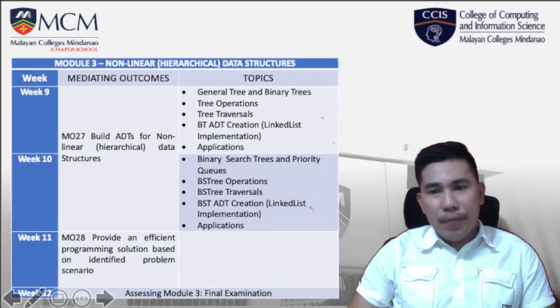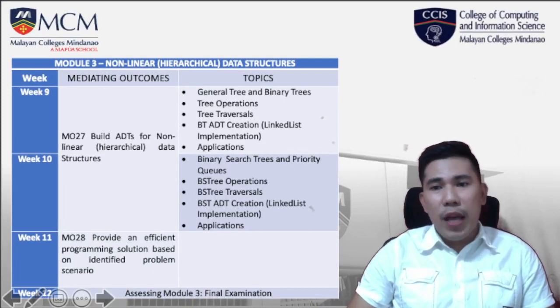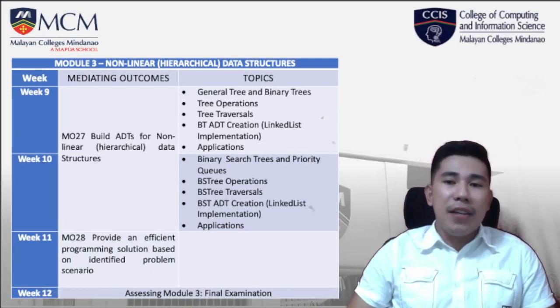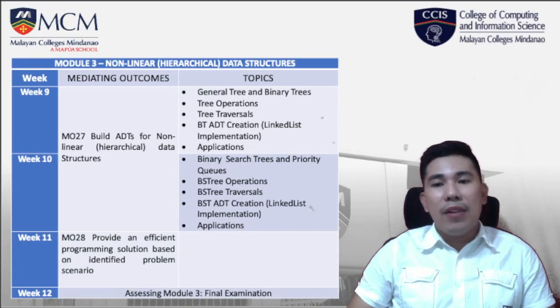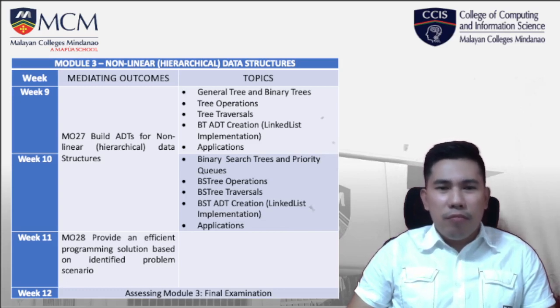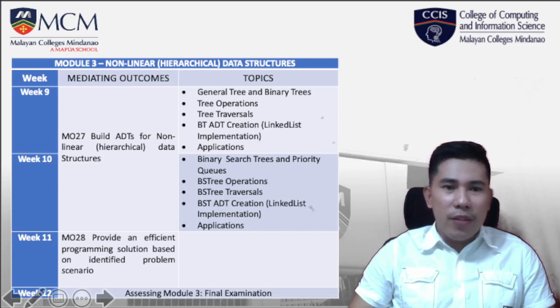In module 3, which is the last module, the main focus is nonlinear data structures, which aims to discuss different tree algorithms such as binary trees, binary search trees, binary heaps, and priority queues, and all that. And then we also discuss the operations of each of these structures. We also have three traversals, and of course, we are going to create ADTs and implement them in our program.